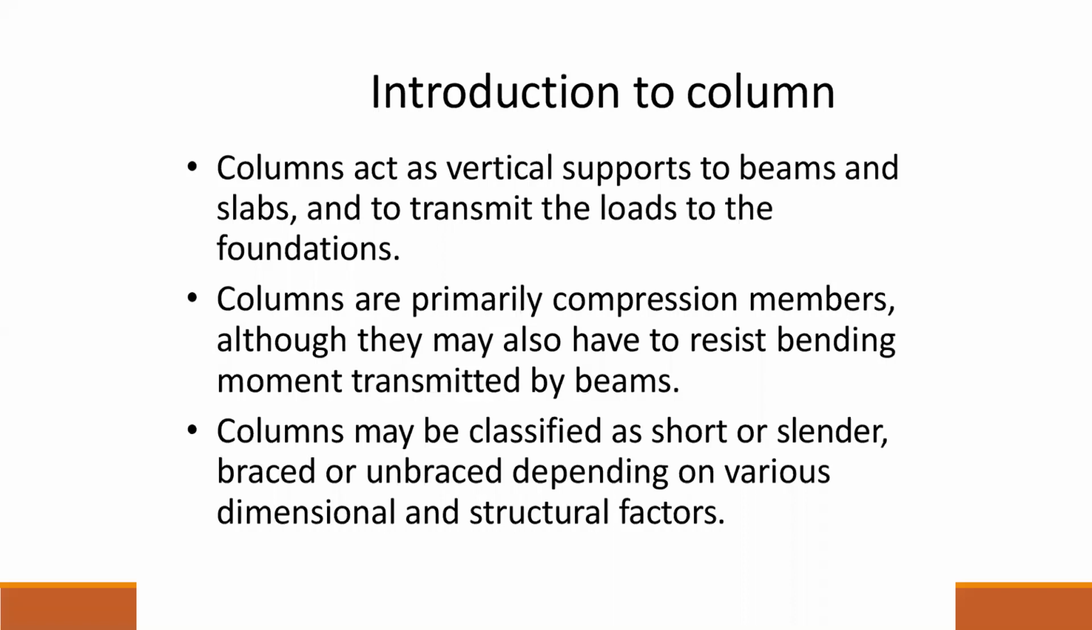If someone asks what the parameters to be checked in the elements are, especially the columns and the beams, simply you can say that for columns, compared to beams, we additionally need to check for the axial load. The third one is that a column may be classified as short or slender, braced or unbraced, depending on the various dimensions and structural factors that we are going to talk about in today's lecture.